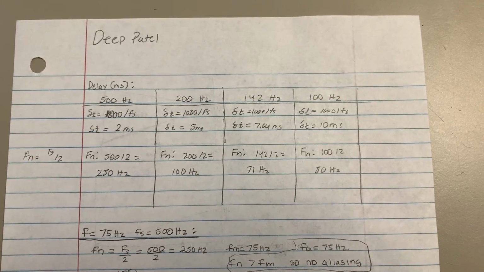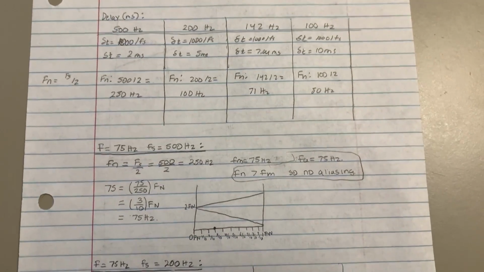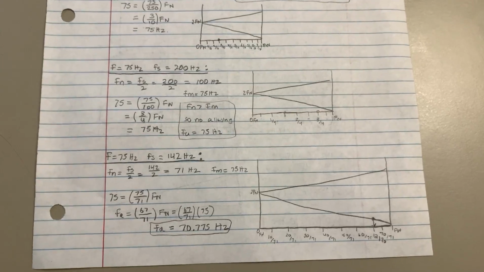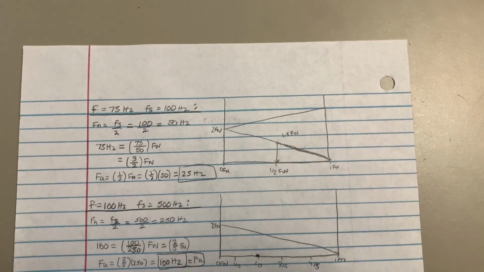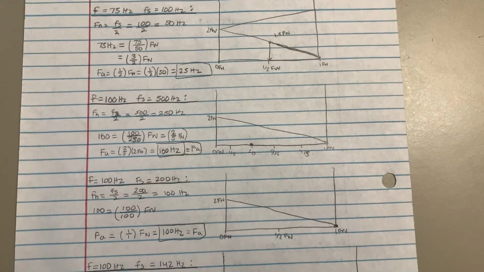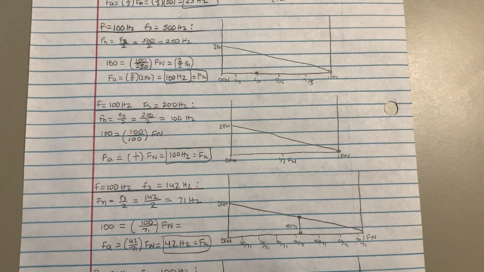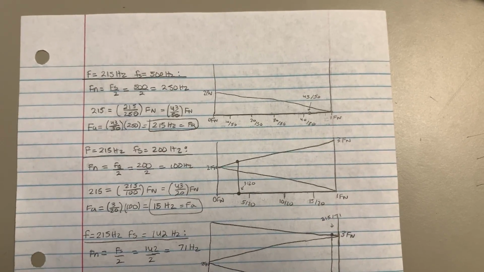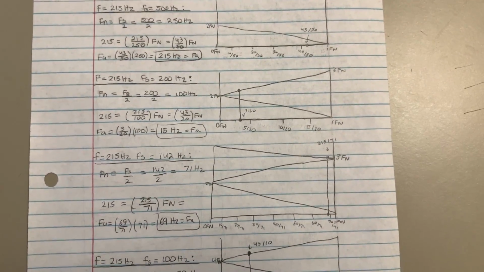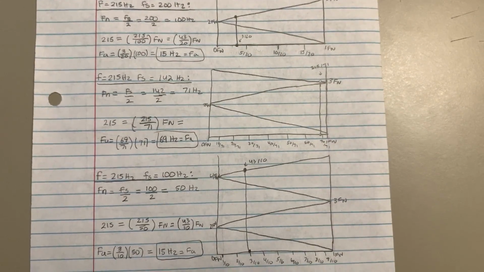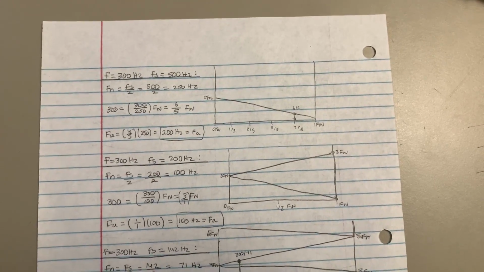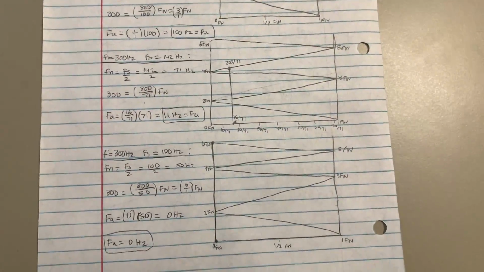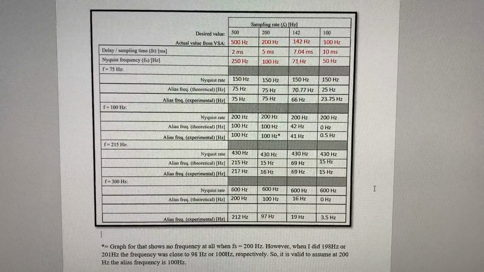This is my work for the summary table for exercise 1. Here we have the signal for 75 hertz. We have 75 hertz on the top, then we have 100 hertz. Moving on to the 215 hertz. Lastly, the 300 hertz signal. This is the summary table of all the calculations.